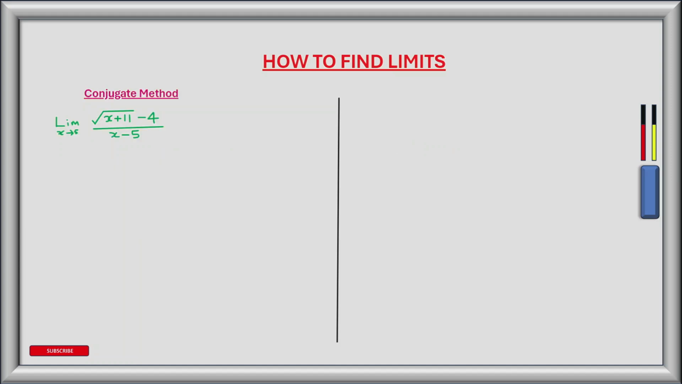So we look at one final method for finding limits. It's called the conjugate method, and it's useful if you have a radical in your limit, where you can multiply the numerator and the denominator by the conjugate of the expression. So let's try and find the limit here, where x tends to 5 of the square root of x plus 11 minus 4 divided by x minus 5.